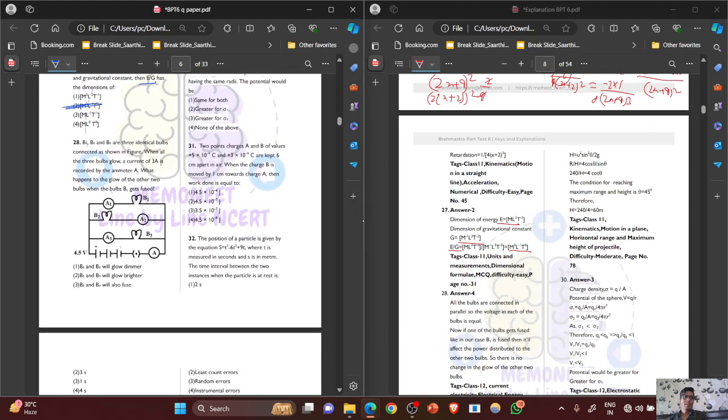B1, B2, B3 are the three bulbs connected as shown in the figure. Will all three bulbs glow? When all three bulbs glow, a current of 3 ampere is recorded in the ammeter. Okay, in which ammeter? Total current it is telling. I total is 3 ampere.